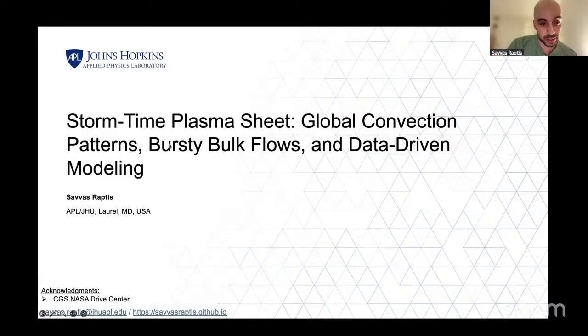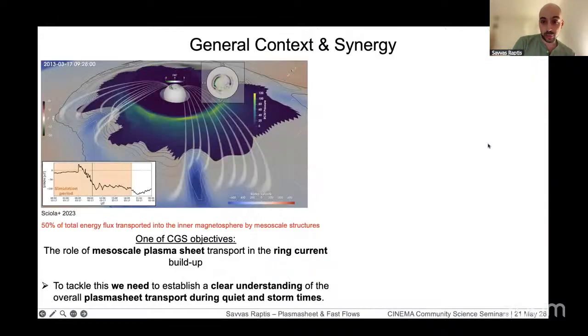So let's begin. I will present some of the findings we have from the last couple of years. The work is predominantly made through the CGS NASA DRIVE Center program that I acknowledge at the bottom. And just to give some context and synergy between this project, the CGS project, and CINEMA, one of the Center for Geospace Storms objectives is to understand the role of mesoscale plasma sheet transport in the ring current buildup.